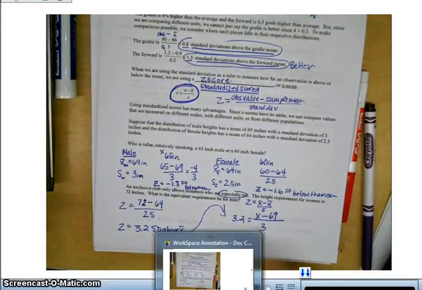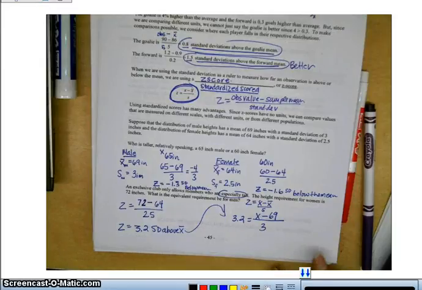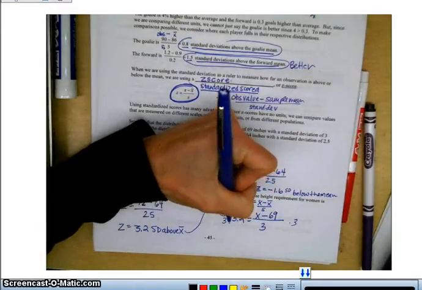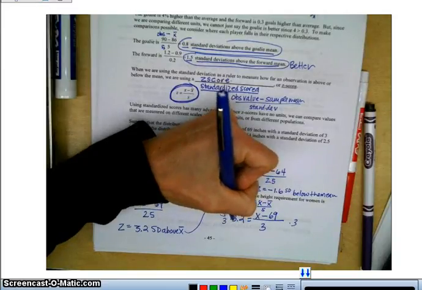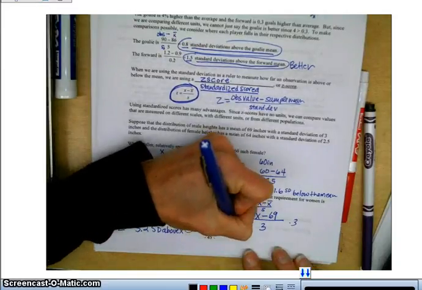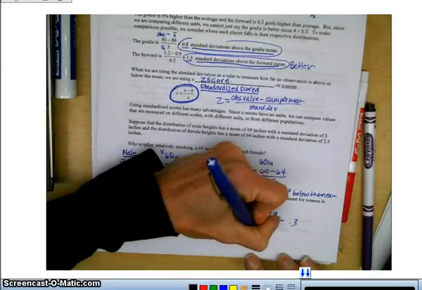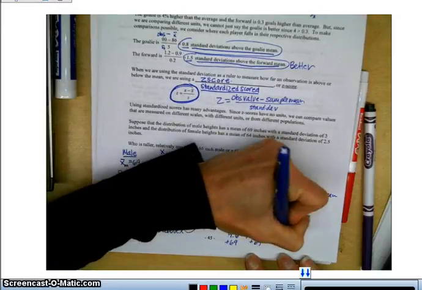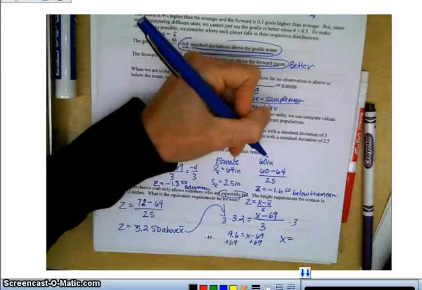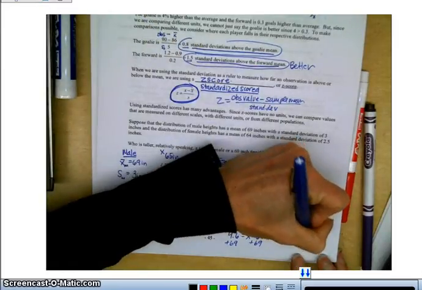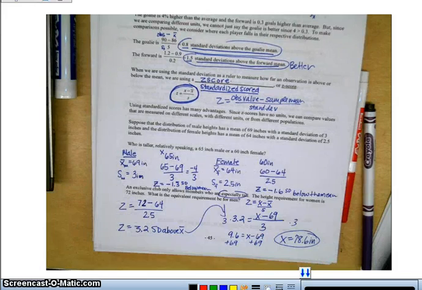So now to solve this equation for x, I'm going to multiply both sides by 3. And 3 times 3.2 is 9.6. And then I'm going to add 69 to both sides. And so x would be, the men's height would have to be 78.6 inches at least. Alright, moving on.